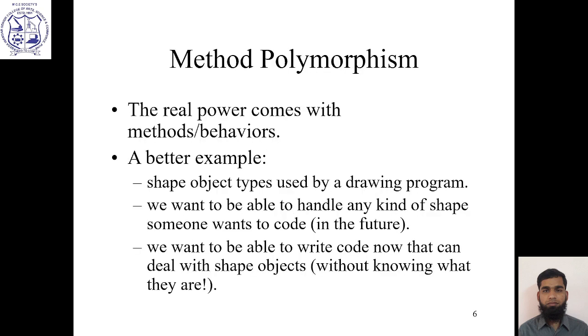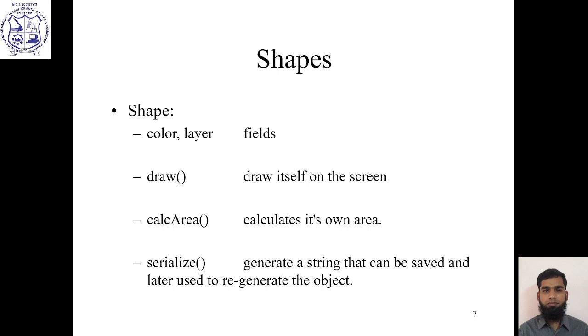Polymorphism of methods: the real power comes with methods or behaviors. A better example is shape, an object type used by a drawing program. Shape is a superclass, and rectangle and circle are subclasses. We want to be able to handle any kind of shape someone wants to code in the future. We want to write code now that can deal with shape objects without knowing what they are.